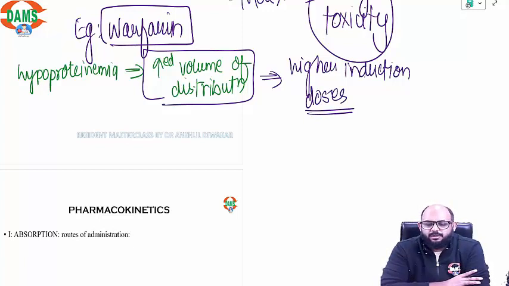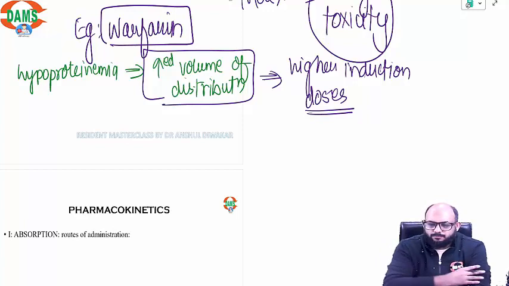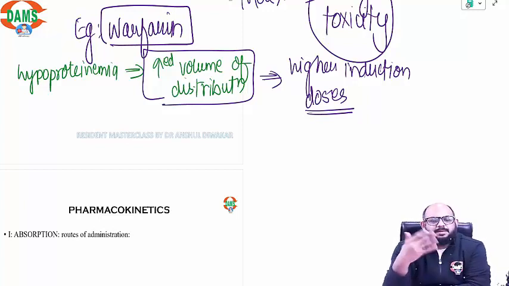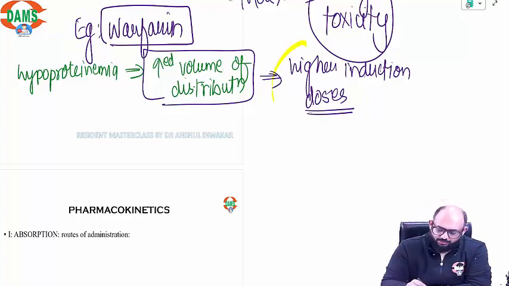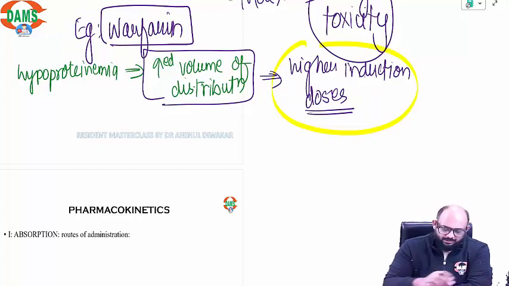First dose required would be higher. So although subsequent doses have to be less because there will be more free drug available because of less proteins, initially because of higher volume of distribution you require higher induction doses. This is the effect of hypoproteinemia on drug action.